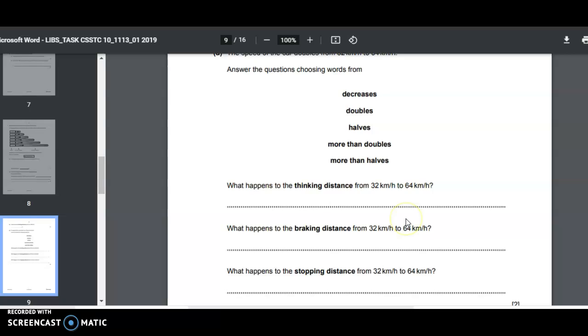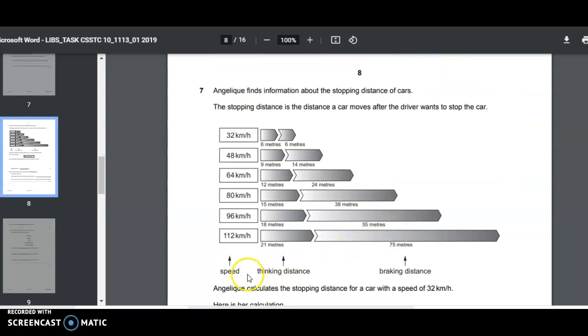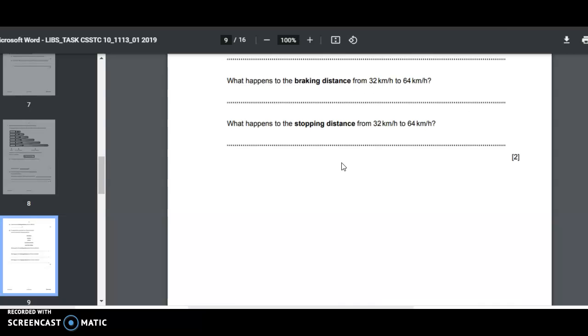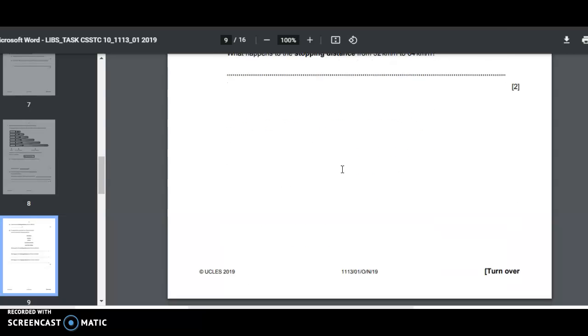And what happens to the stopping speed at the same one? So now we are remembering that the stopping speed was the thinking speed plus the braking distance, or the thinking distance plus the braking distance. So we have 12 plus 36, and what is that? That is more than doubles. So the third one again would be more than doubles.